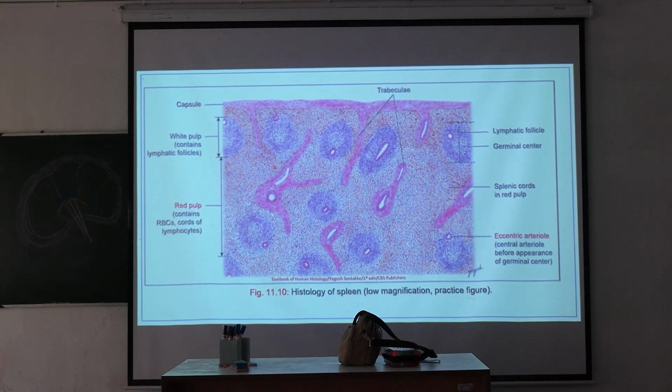Now this is the picture, the capsule and red pulp. This is the red pulp, this is the white pulp. Okay, trabeculae. You can see the arteries here in cross section, eccentric arterioles, the splenic cords and lymphatic follicles, germinal center.